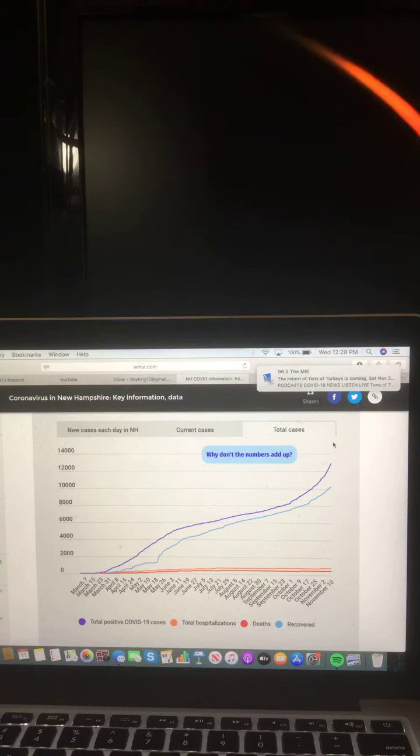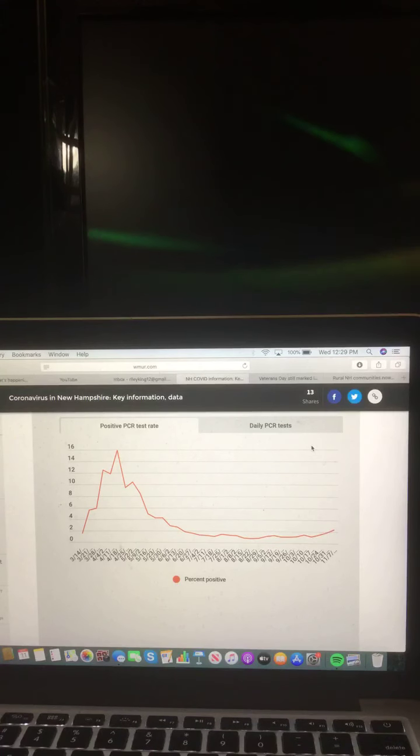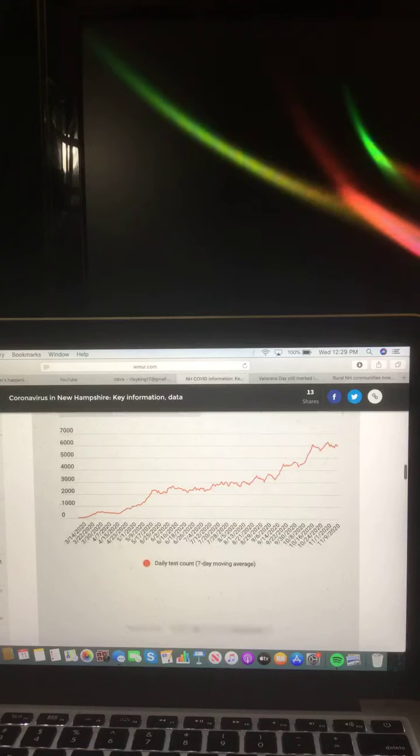And let's take a look at this chart here. Total cases in the purple. Total positive COVID-19 cases in the orange. Total hospitalization. Red, deaths and blue, recovered. Let's take a look at this chart here, positive PCR test rate and daily PCR test.